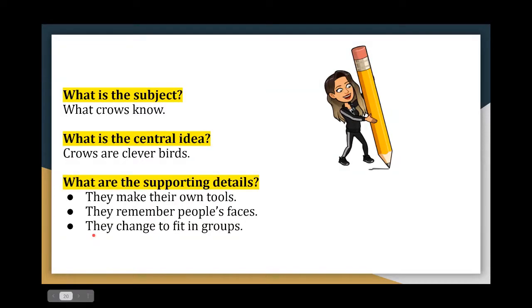Welcome back. So if you have these answers in your notebook, that means you did a superb job in finding the central idea of the story. Now, what was the subject of this text? It was what crows know. What is the central idea? That crows are clever birds. And what are some supporting details that support this central idea? That they make their own foods, they remember people's faces, they change to fit in groups. Awesome job with finding the central idea and the supporting details.